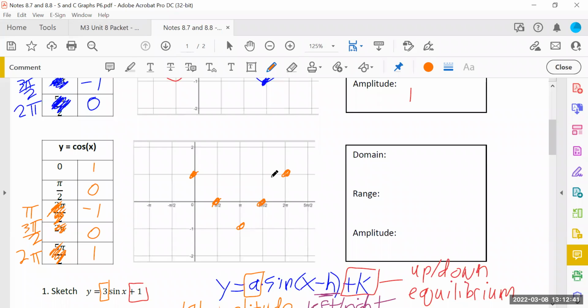Do not draw a V shape. It's still a curve, even though those points look like an absolute value graph. If you actually graphed more than those points, you would see it takes a little while to start going down, and then it accelerates, goes down really fast in the middle, and then levels off. And it would make that curve. But again, we don't have time to graph 20 points every single time we graph cosine. So we're just going to say, I know this is the shape, and here are the important points that I need.